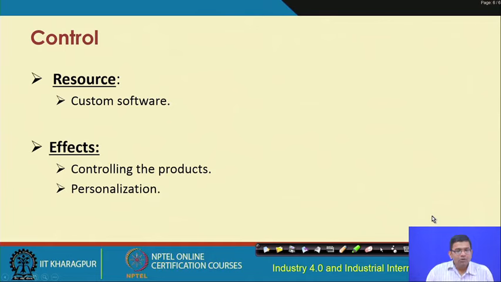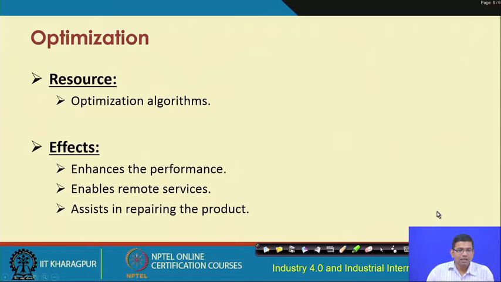Control of these resources through the use of different custom designed software or different other software. They could be used for the resource control, optimization and so on, and optimization of these resources through the use of these different software. The software can help in the optimization process. And the effects, basically controlling the products and the personalization of the products based on the different requirements of the end users.